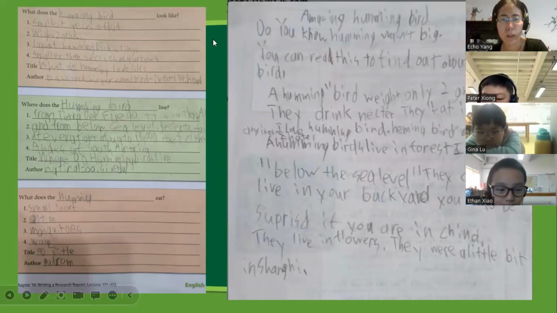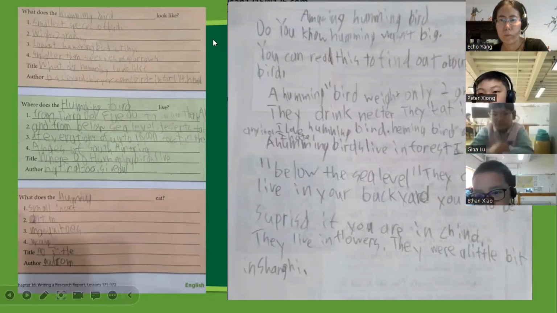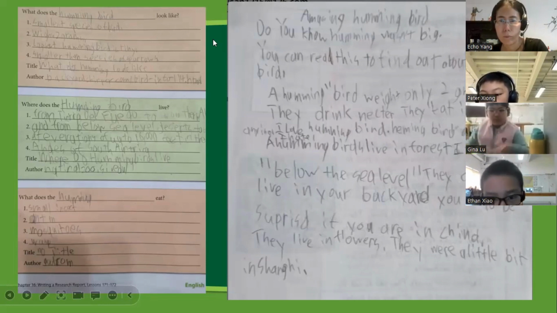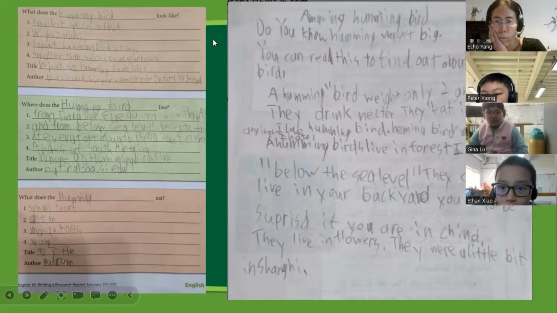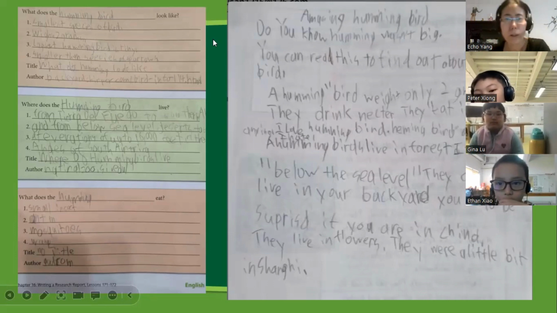Amazing hummingbirds. Do you know hummingbirds live in big economy to find out hummingbirds? Hummingbirds weigh only 2 grams. They drink nectar. They eat insects. So can you read? Oh, sorry, you cannot see. Okay, so please continue.